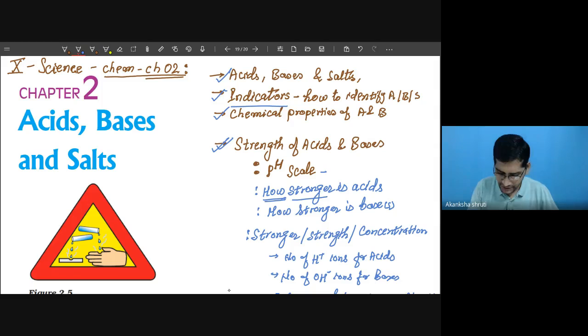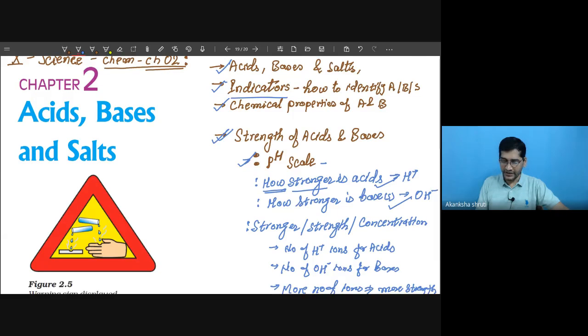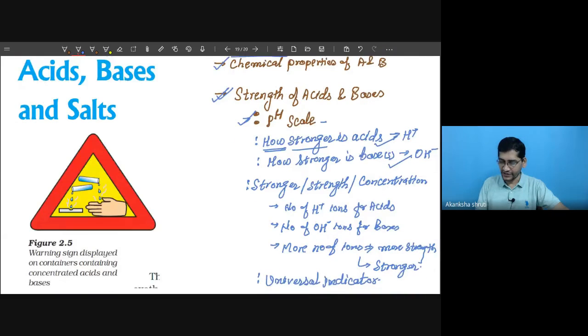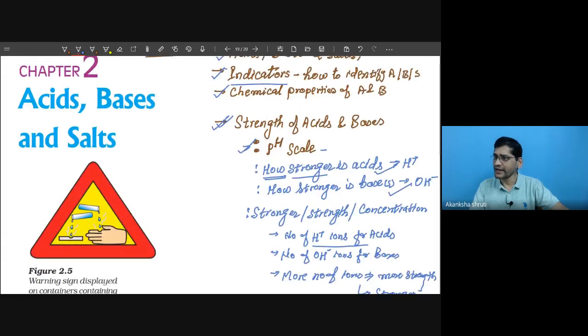So we will discuss this pH scale. This pH scale tells us how strong an acid or base is. Acid means more H plus, base means more OH minus, and then it is stronger. Strength and concentration mean nearly the same thing. That gives us the number of H plus ions that an acid can liberate when it is dissolved in water.